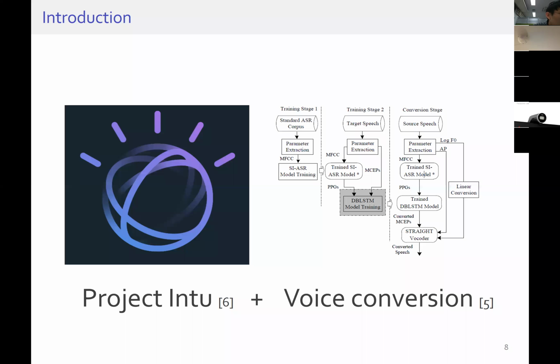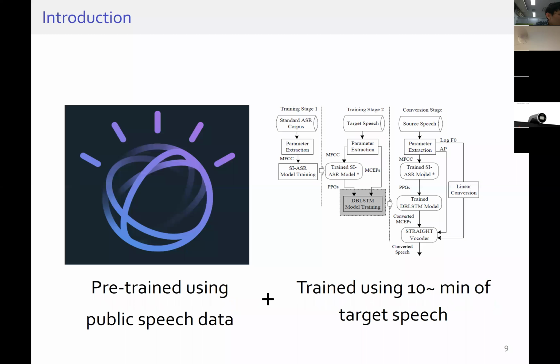Considering this fact, we implemented the voice customization service by connecting the TTS and voice conversion model. It means that the developers pre-train the TTS model using a public speech dataset, and users just train the voice conversion model with around 10 minutes of speech data.